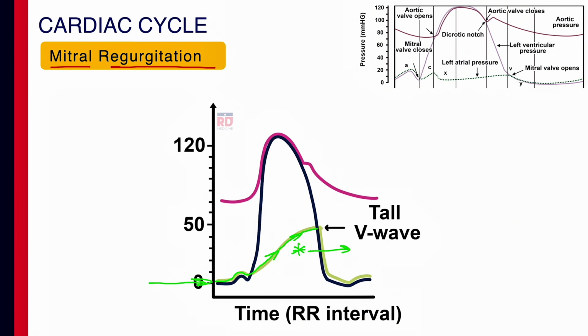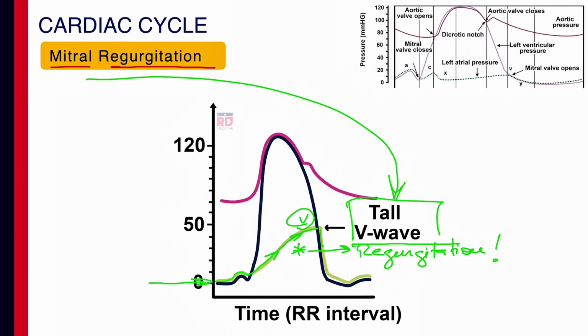This makes this V wave on the left atrial pressure curve much more prominent, a classic finding in mitral regurgitation. That tall V wave during systole is your clue. It tells you there is a regurgitant volume coming back into the atrium during systole. Okay? Did you get that?